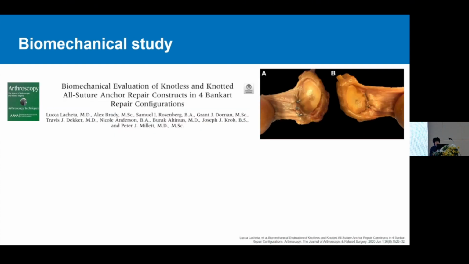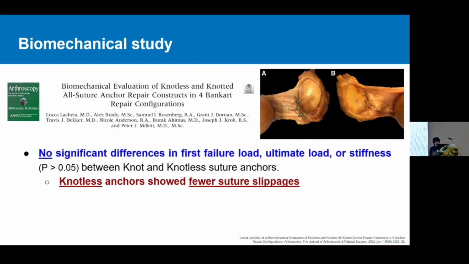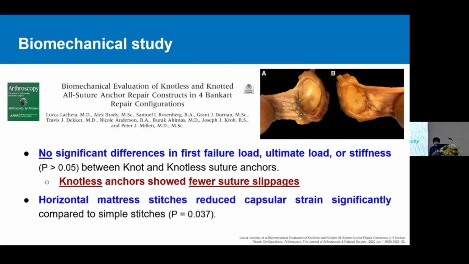And the biomechanical study from Dr. Ruka comparing knotless and knot tying suture anchors with simple and horizontal mattress configuration reports no statistically significant difference in the first failure load, ultimate load, or the stiffness. However, the knotless suture anchors show less suture slippage. And if applied with a horizontal mattress configuration, it can reduce the capsular strain significantly.